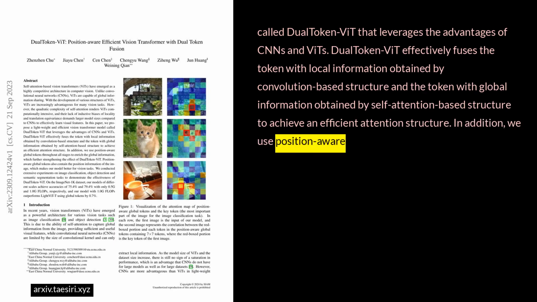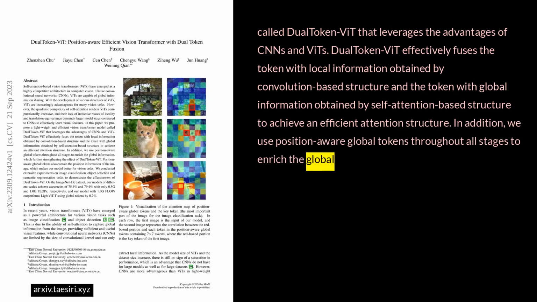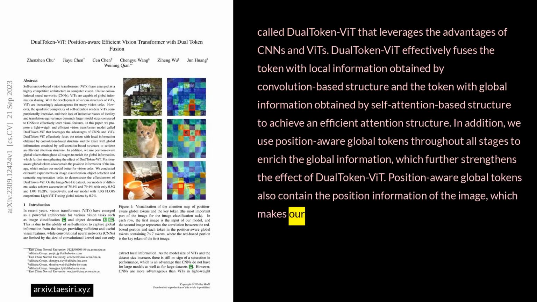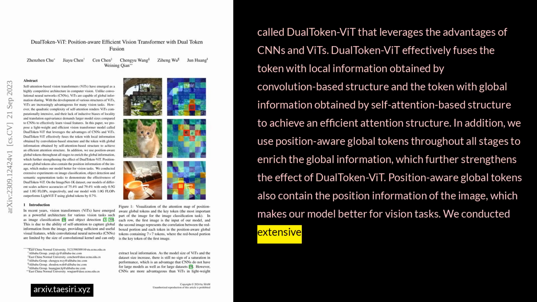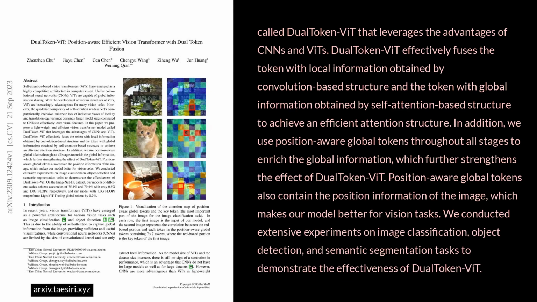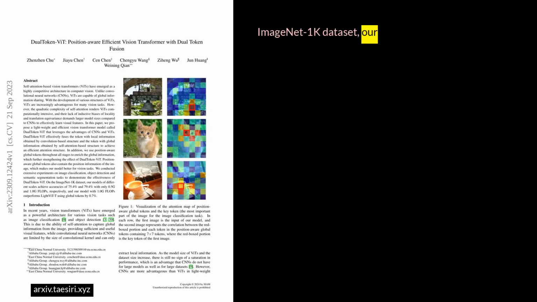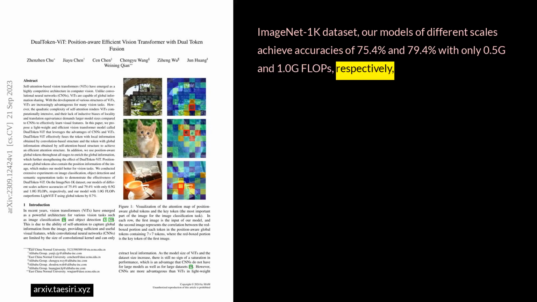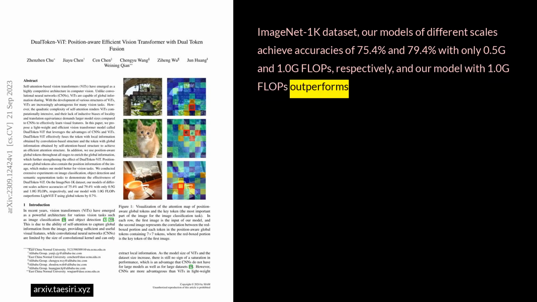In addition, we use position-aware global tokens throughout all stages to enrich the global information, which further strengthens the effect of DualToken-ViT. Position-aware global tokens also contain the position information of the image, which makes our model better for vision tasks. We conducted extensive experiments on image classification, object detection, and semantic segmentation tasks to demonstrate the effectiveness of DualToken-ViT. On the ImageNet 1K dataset, our models of different scales achieve accuracies of 75.4% and 79.4% with only 0.5G and 1.0G FLOPs respectively, and our model with 0.5G FLOPs outperforms LightViT using global tokens by 0.7%.